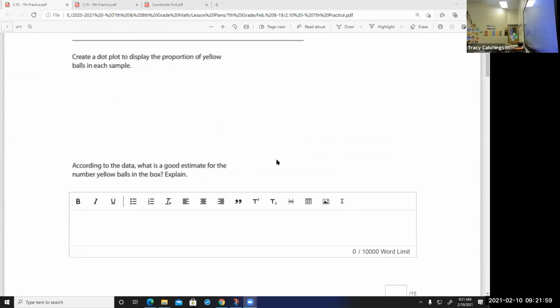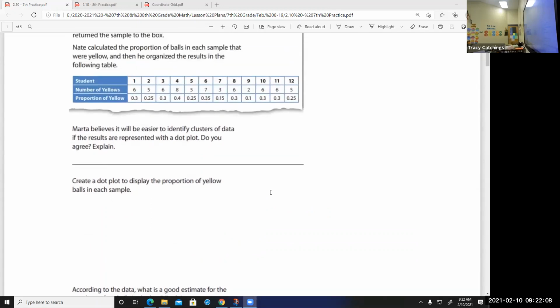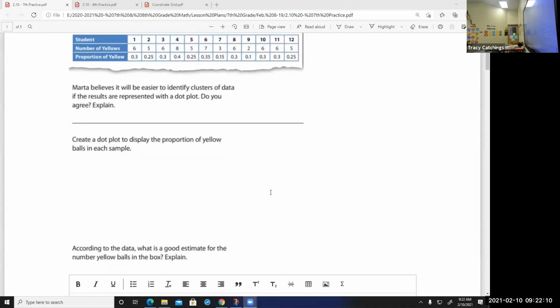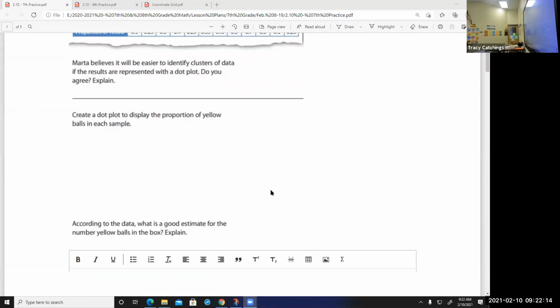All right, so then at the bottom it asks us, according to the data, what is a good estimate for the number of yellow balls in the box? So think back to our dot plot. So if we had to say how many yellow balls was in the entire box, based on those clusters we had, what can we say?